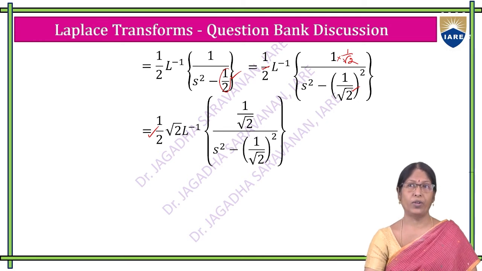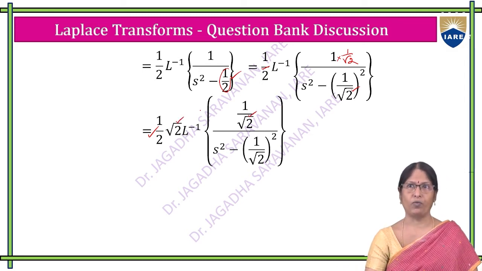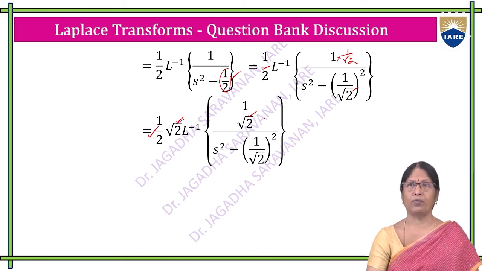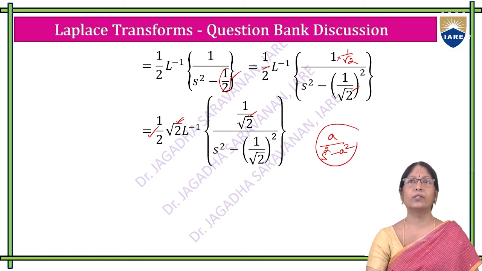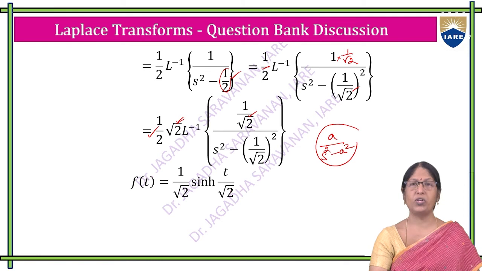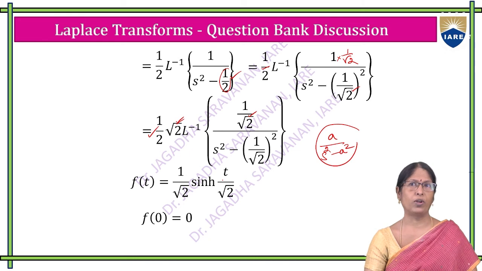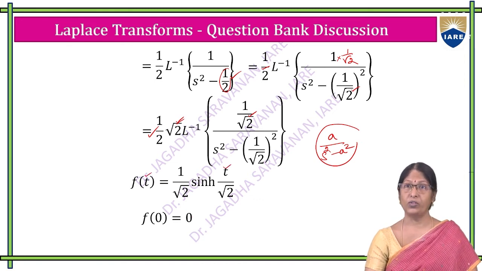We can't suddenly introduce 1 by root 2, so we multiply and divide, which is the reciprocal form. This occurred in such a way as to fit the formula a by s square minus a square. To fit this, we do these simplifications. So we get sin h t by root 2. Now we have taken only part of the problem. f of 0 we are checking: the t place we put 0, sin 0 is 0.